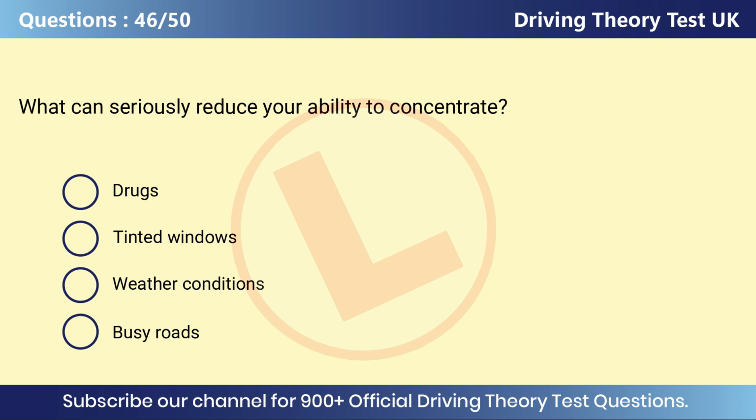Question 46. What can seriously reduce your ability to concentrate? A. Drugs. B. Tinted windows. C. Weather conditions. D. Busy roads.